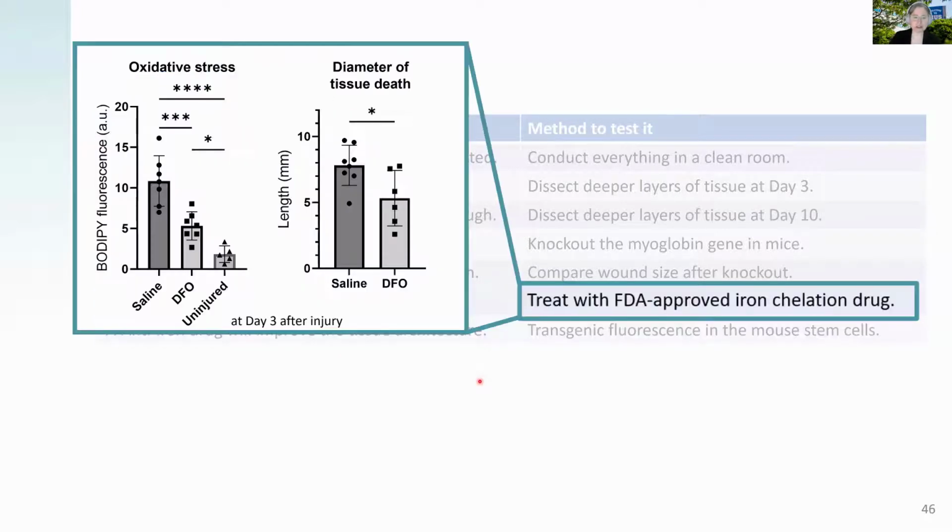Okay. When we give the FDA-approved iron chelation drug, oxidative stress goes way down, not as much as the myoglobin knockout, but really dramatically down. And also, the diameter of tissue death is down. This is like 35%. But when you decrease the diameter of tissue death in the muscle layer by 35%, that's 58% less area of a circle if it were a perfect circle. So that's a lot less death, actually.